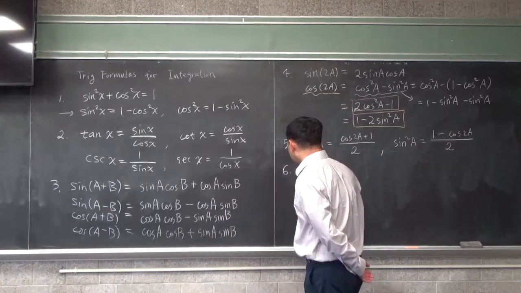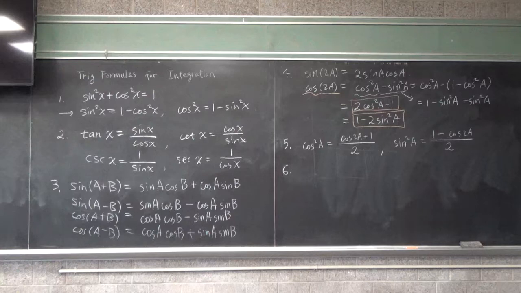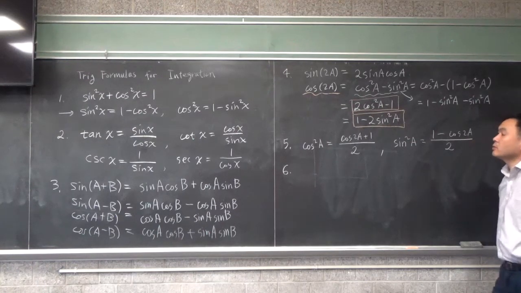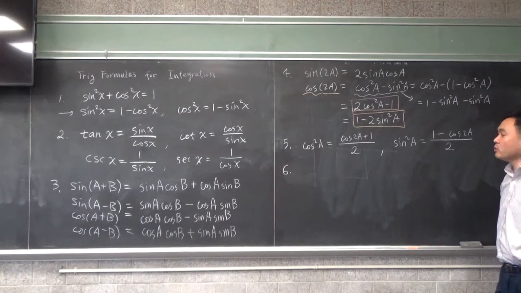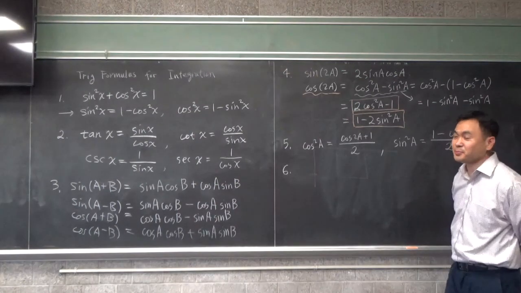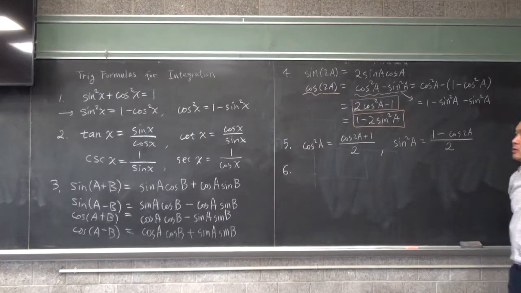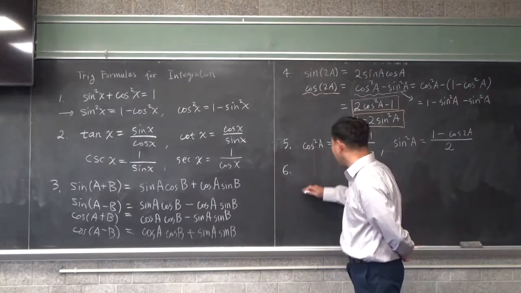Okay, number 6. So these last ones are what's called the product to sum formulas. And it's a way to rewrite the products of two trig functions into sum of two trig functions. And here's what it looks like. Let me just write it.